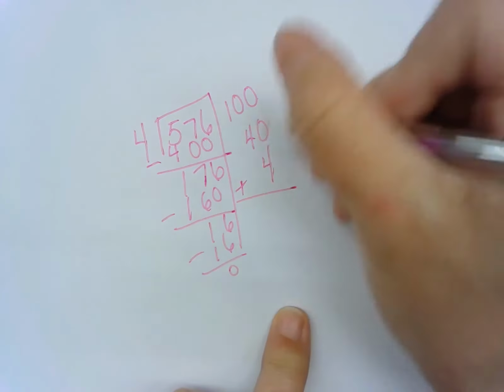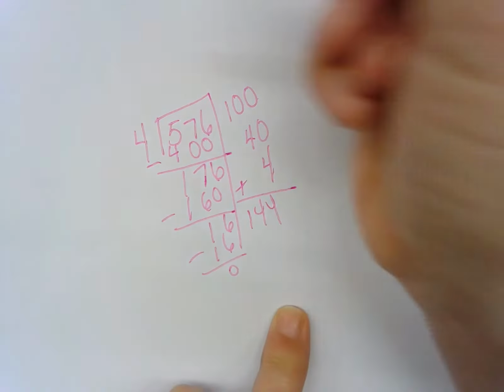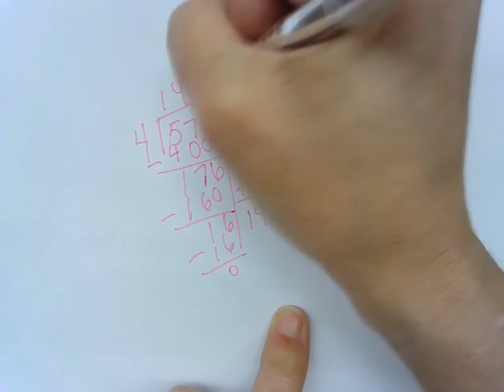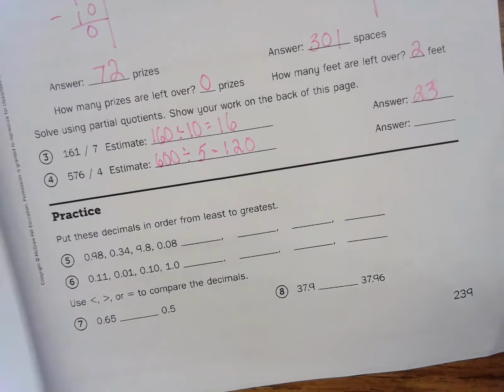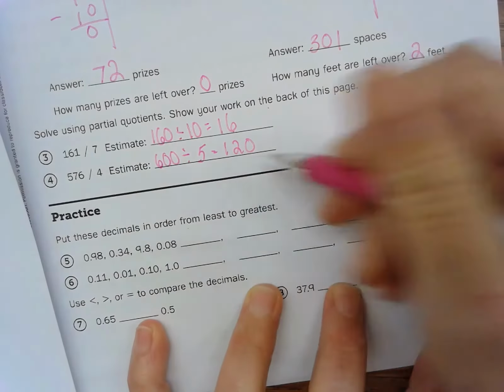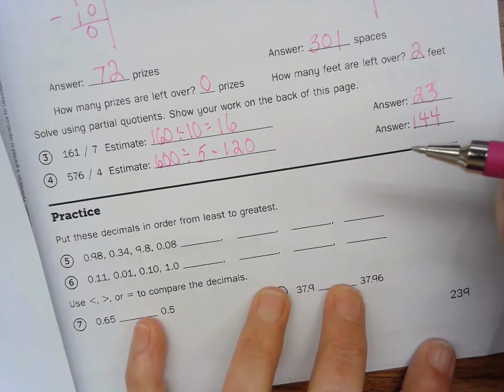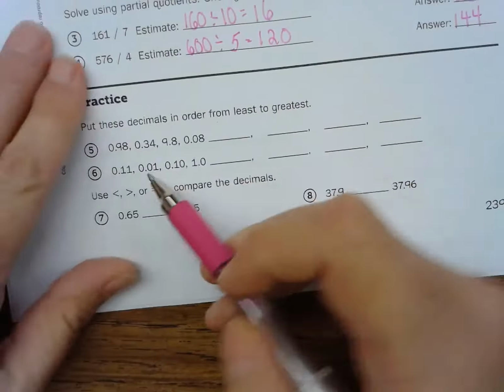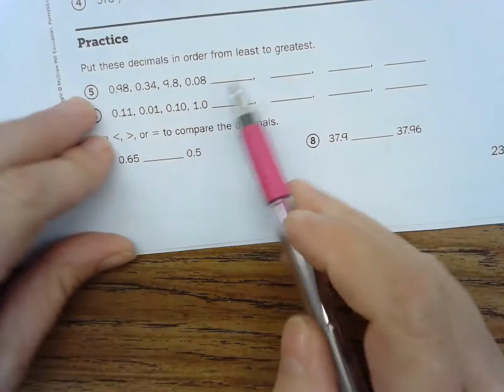And then we add this together, and that's 144. So our answer is 144. It's kind of close to our estimate. Not bad. Okay, please put these decimals in order from least to greatest.